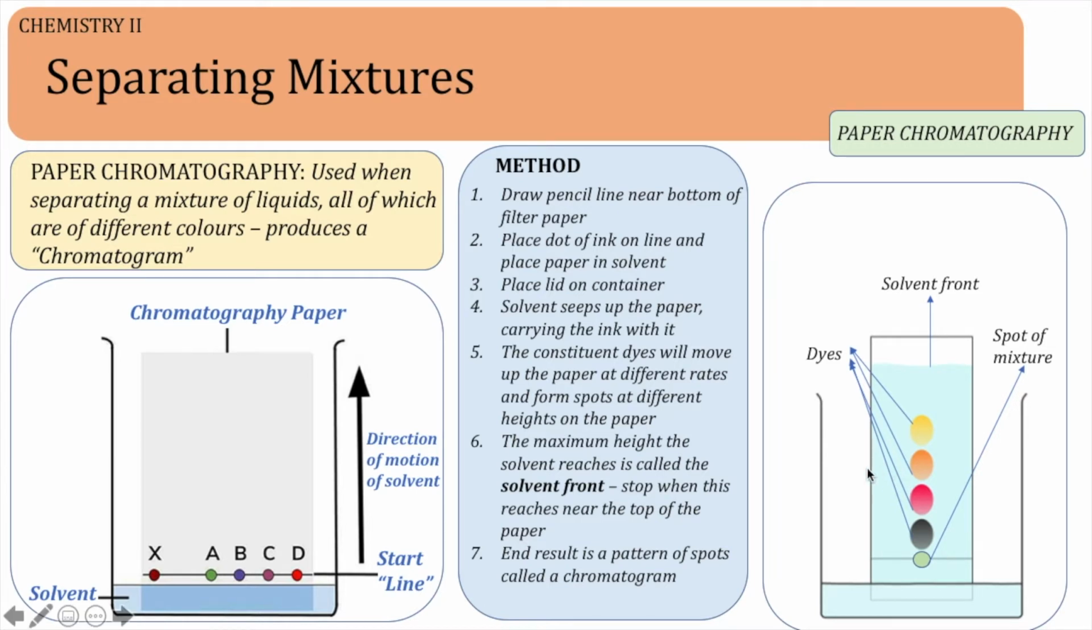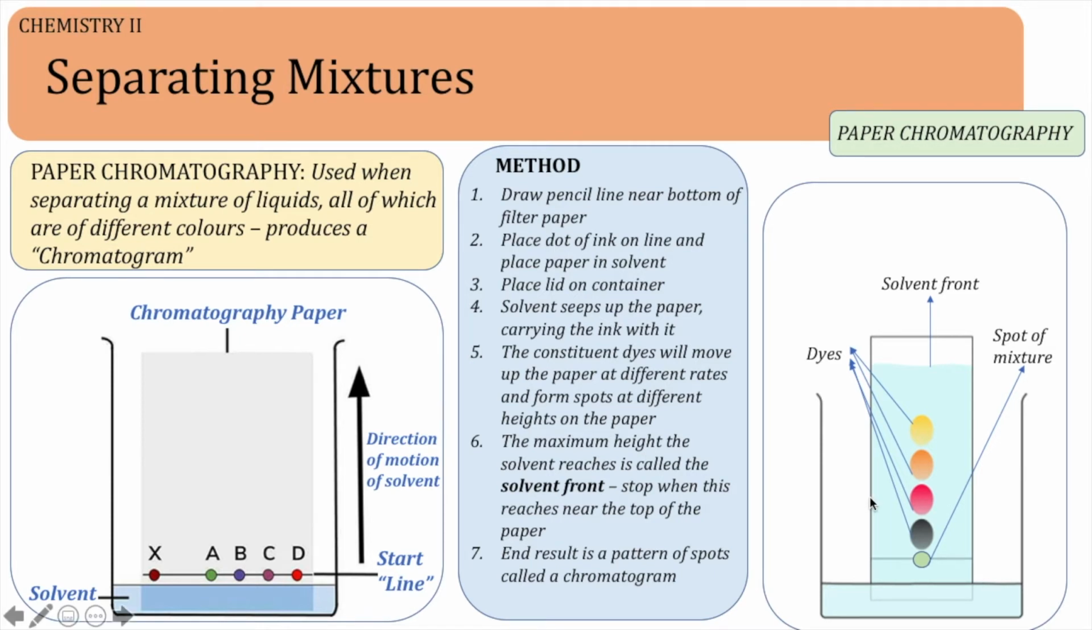Here we can see we started off with a spot of green ink, and as the solvent separated the ink out into its dyes, we got a black dye, a red dye, an orange dye, and a yellow dye. We stop when the solvent front reaches near the top of the paper. The solvent front is just the highest line that the solvent has reached on the paper, the highest point, sorry. So we stop when the solvent front reaches near the top of the paper, and we're left with a diagram called a chromatogram, which shows all the different dyes that make up the ink. So this diagram here is a chromatogram.